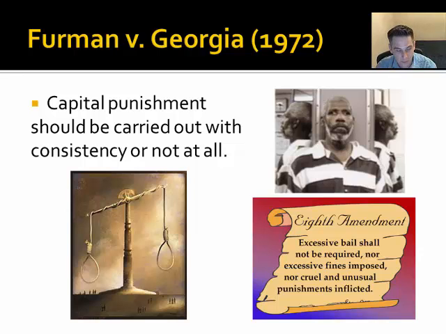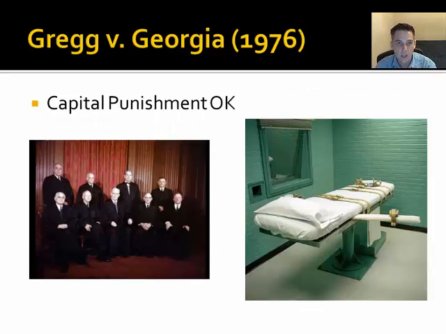or not at all. Now, the problem with that decision is a lot of states were afraid to do the death penalty at all. They thought the Supreme Court was saying you can't ever have capital punishment, or you're against the Constitution. So a few years later, a similar court case was brought all the way up to the Supreme Court, saying that this guy Gregg, who was a murderer, should not be executed based on Furman versus Georgia.